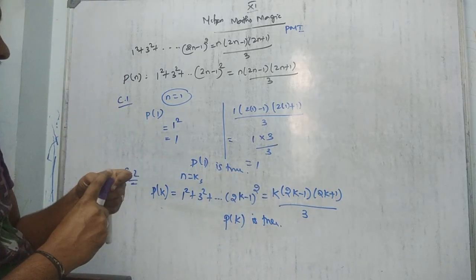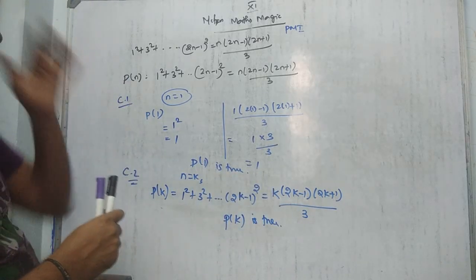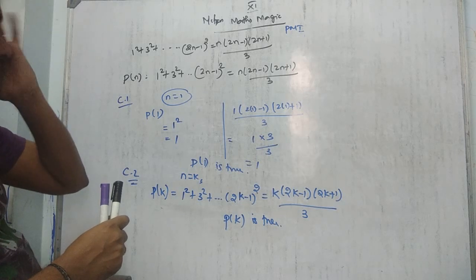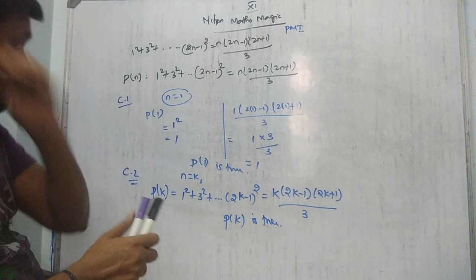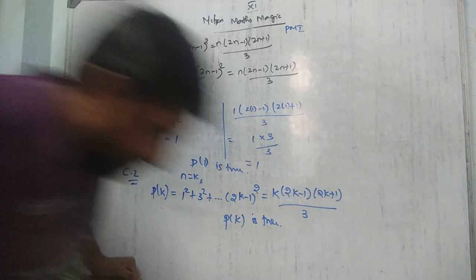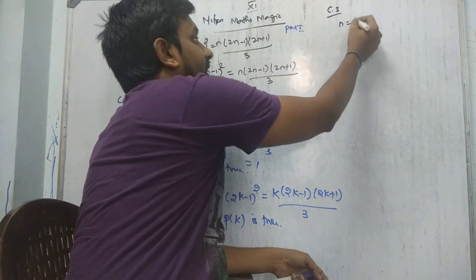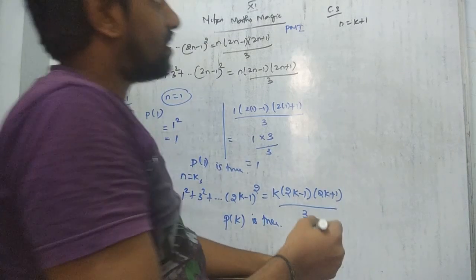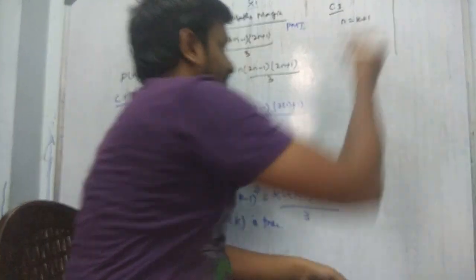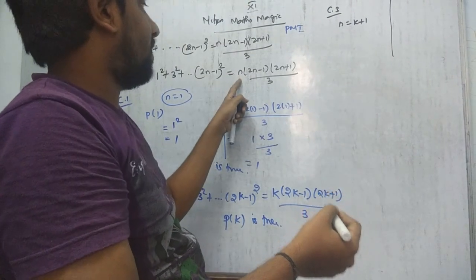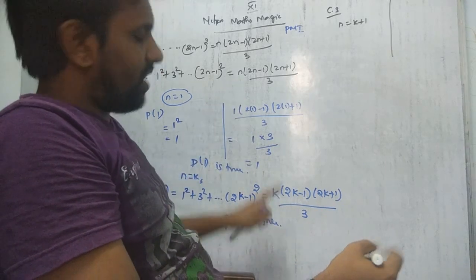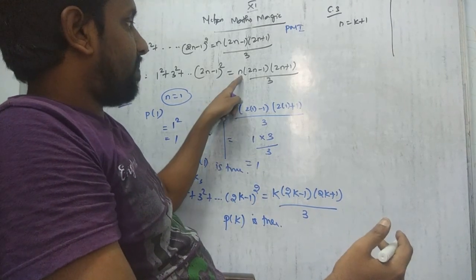Immediately you have to write P of k is true. 1 squared plus 3 squared plus etc. plus 2k minus 1 whole square equals k into 2k minus 1 into 2k plus 1 upon 3. Wherever n comes, put k. So now case number 3, we have to prove k plus 1. Wherever n comes, that is k plus 1. Immediately guess the answer. What will come if k plus 1 comes instead of n? Put it here too, your choice. So yeah, k plus 1.